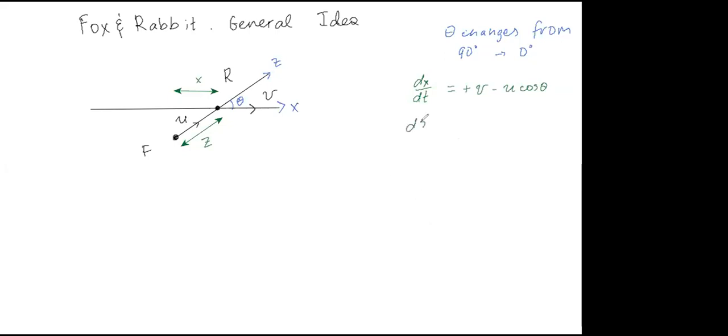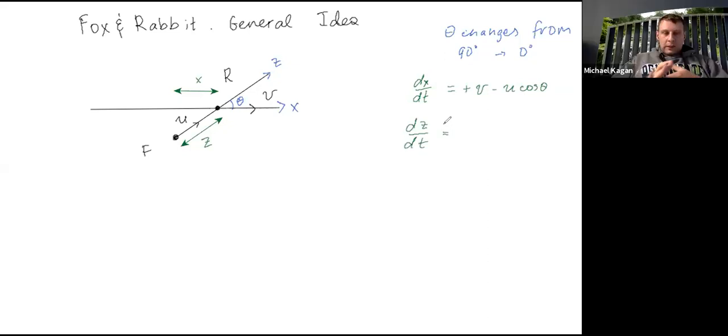Now, similarly, I want to write dz/dt. So again, the fox runs to decrease z, the rabbit runs to increase z. But now they kind of swap because v goes with the cos. So plus v cos theta minus u, yeah, minus u. Okay? Let's call it equation 1. Let's call it equation 2.